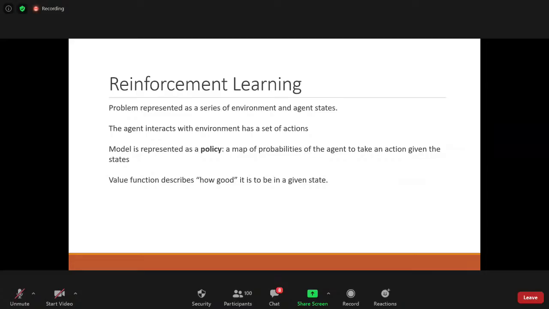So when we look at the model for representation of this problem, what we have is a policy. And a policy is simply a map of probabilities of what action an agent can take at its current state. And essentially, whenever an agent takes a certain action and achieves a certain state, we can then consult what's called a value function. And that value function describes how good it is to be in that state, aka the reward.